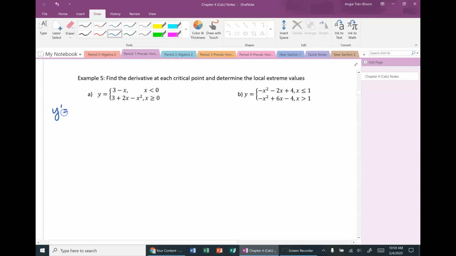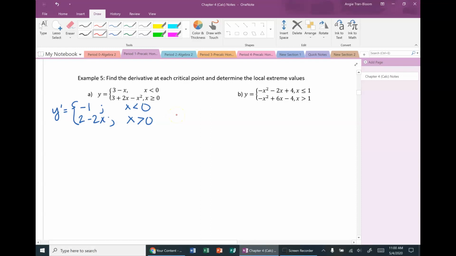Y prime equals, it's a piecewise. So the first piece is 3 minus x. The derivative of that is -1, when x is less than 0. The second derivative, I'm going to use the power rule, so that's going to be 2 minus 2x, when x is bigger than 0. The derivative doesn't exist here, so that's why I'm not using the equal. So if you're using equal, take it off because the derivative does not exist there.